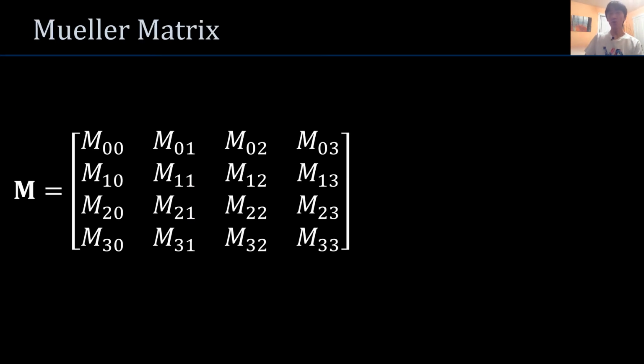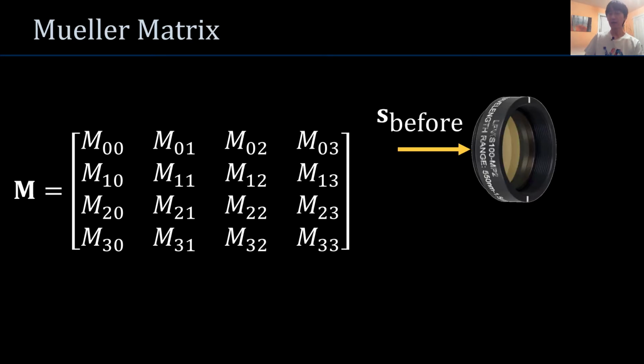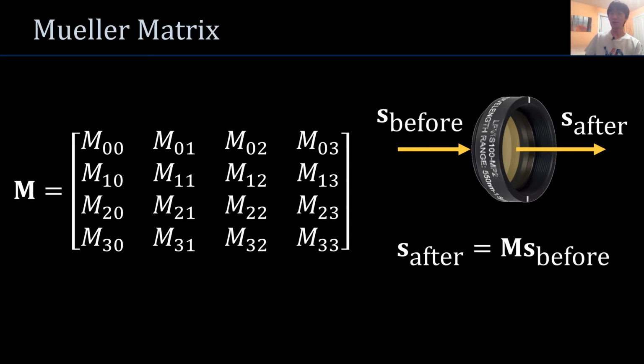The change of polarization can be described as a 4x4 matrix called Mueller matrix. For example, the Stokes vector of light incident to this linear polarizer changes to another Stokes vector. Multiplication of a Stokes vector and a Mueller matrix mathematically describes this procedure.